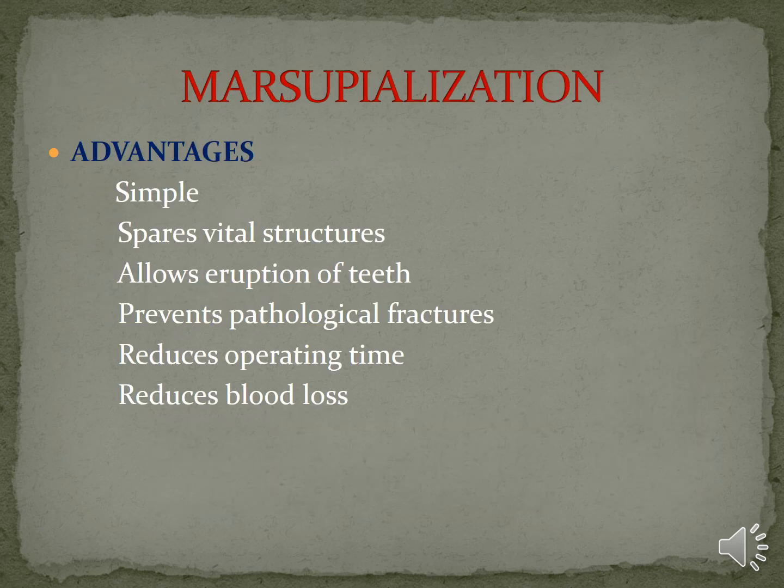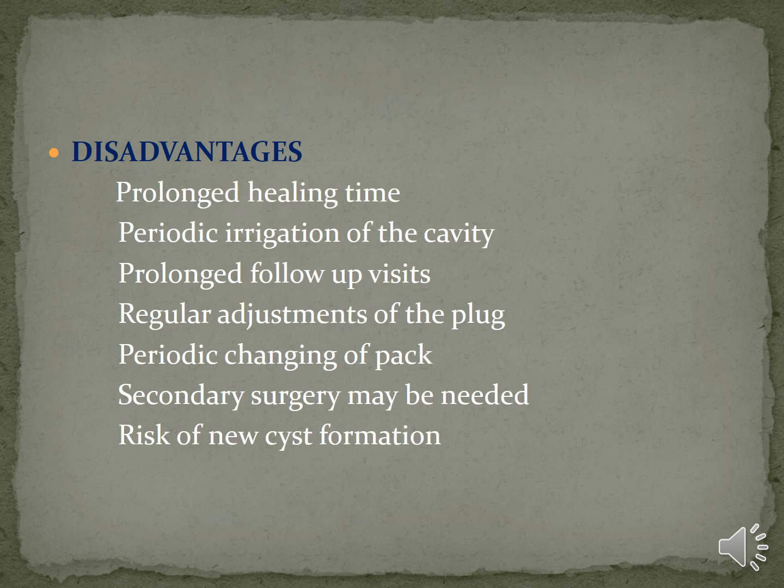So what are the advantages of marsupialization? It is simple. You can spare vital structures like the inferior alveolar nerve in the case of the lower jaw, or the maxillary antrum in the case of the upper. It can allow eruption of teeth in future. It will prevent pathological fracture. It reduces operating time and blood loss, as you are just decompressing the cyst alone. The disadvantages: the prolonged healing time.